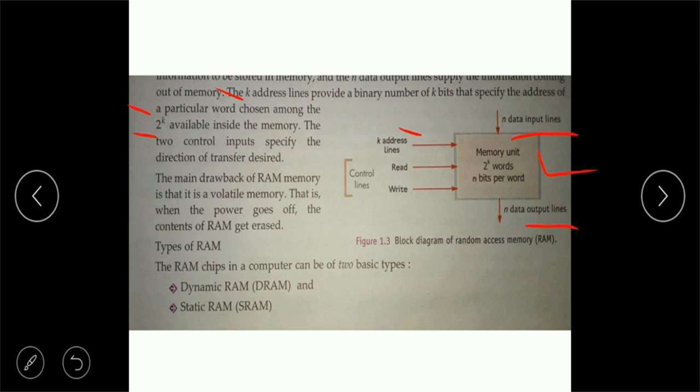Now what are control lines? Here two control inputs are given. The two control inputs specify the direction of transfer, that is read and write. Means what kind of information transfer is being done, that is the read permission or the write permission.